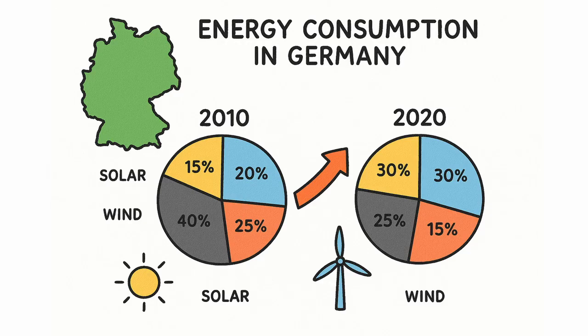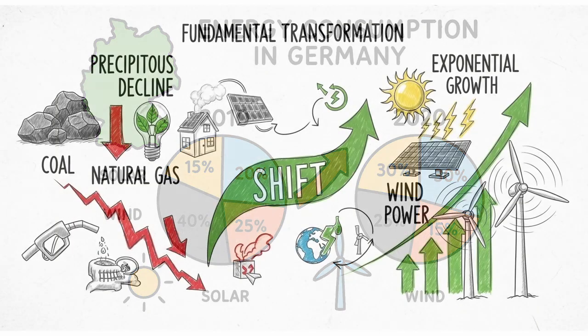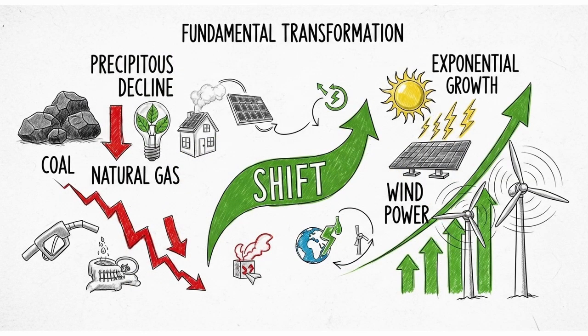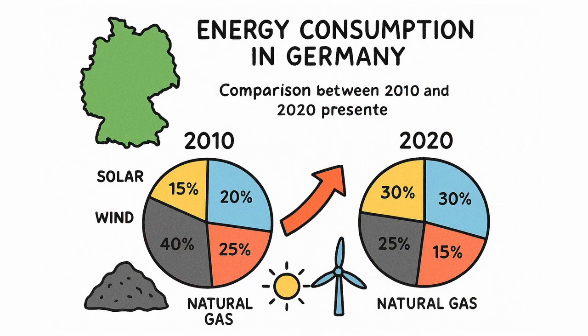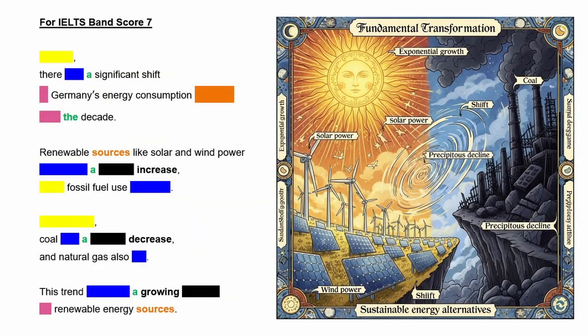The data highlights a considerable shift in energy consumption between 2010 and 2020, moving away from fossil fuels towards renewable sources. While solar and wind power both experienced substantial growth, the use of coal and natural gas contracted. Notably, coal-fired power, once the primary energy source, saw its share decline sharply, dropping from 40% to 25%. Similarly, natural gas consumption also decreased. This pattern underscores a clear trend towards more sustainable energy options.